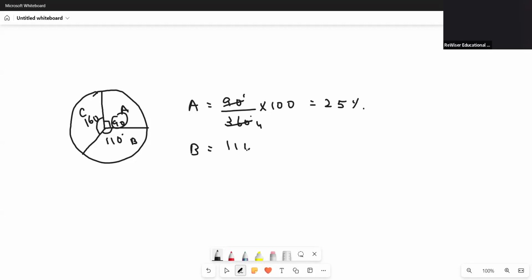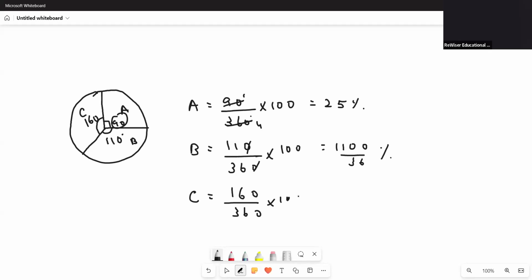For B, it's 110 over 360 times 100. I can simply calculate this value: 11,000 over 360, or 1100 over 36, and whatever we get, that percentage is occupied by B. For C, it should be 160 over 360 times 100, so again, 1600 over 36. That much percentage is occupied by C. This is the other type of question, in which you have the pie chart given and are asked to calculate the percentages for A, B, and C.